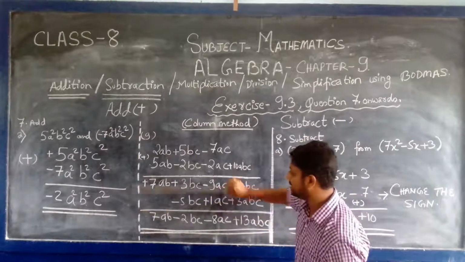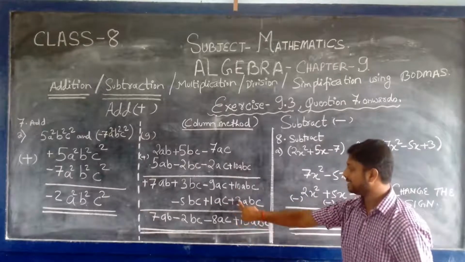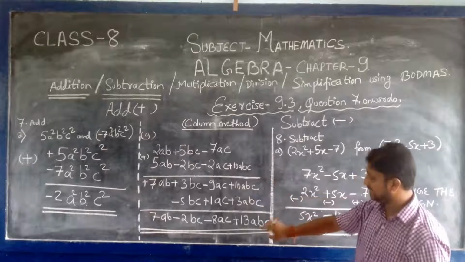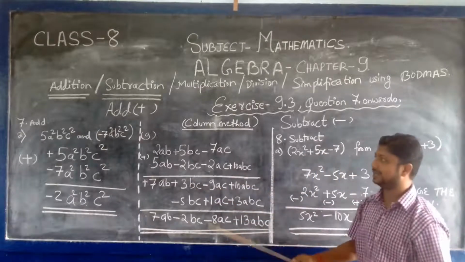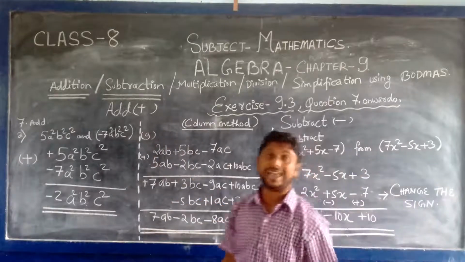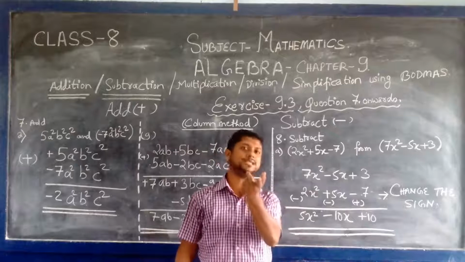Now when I solve this, again the logic is same. Now both are plus, I put a plus. 10 plus 3 is 13 and ABC is written as ABC. The same logic is used here and this answer is extracted. This is the column method of addition of algebraic expression. Subtraction is similar, but there is a small twist in subtraction.